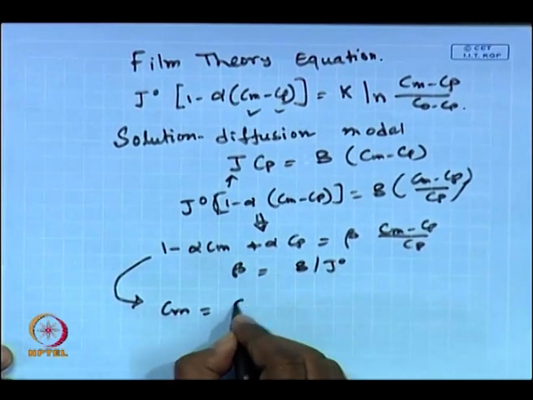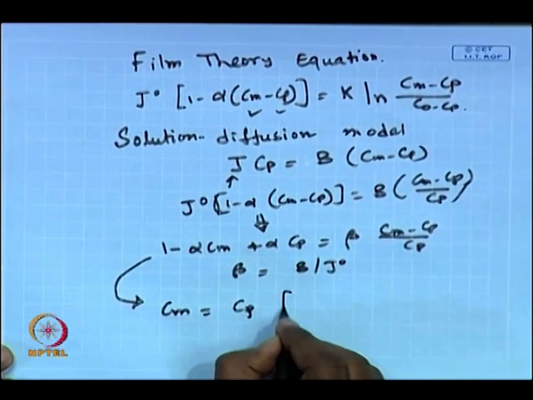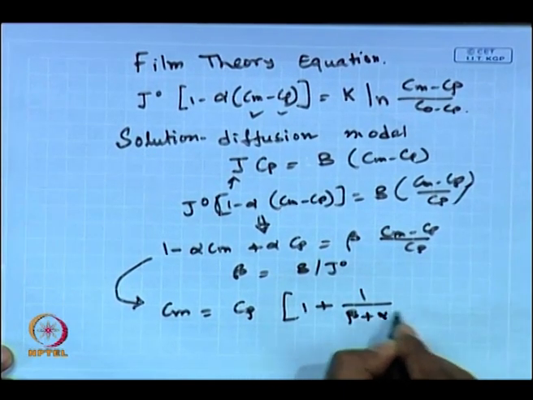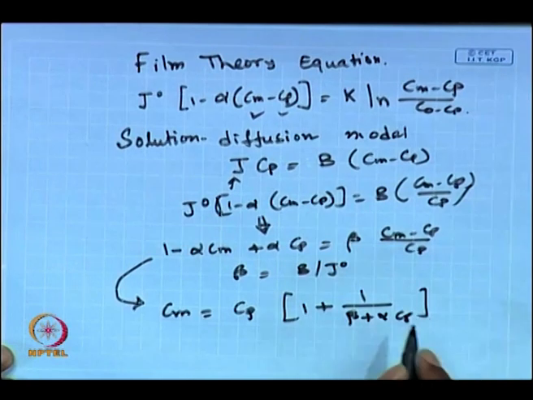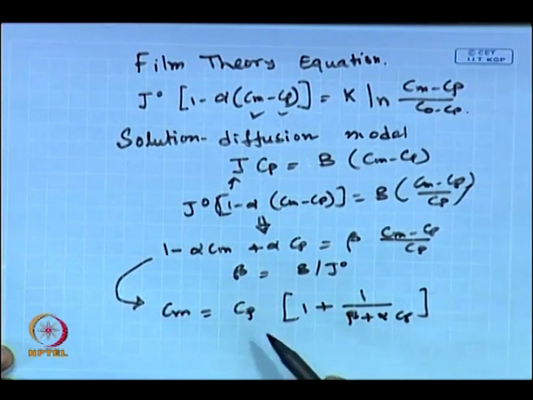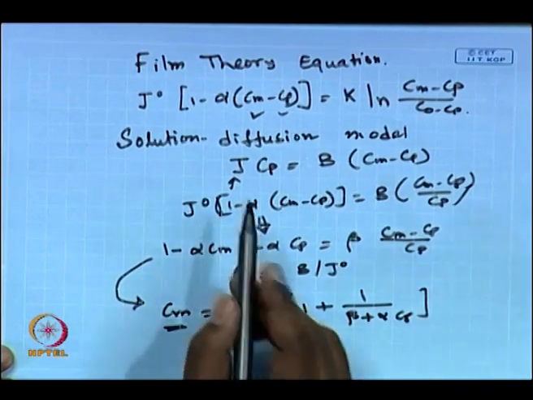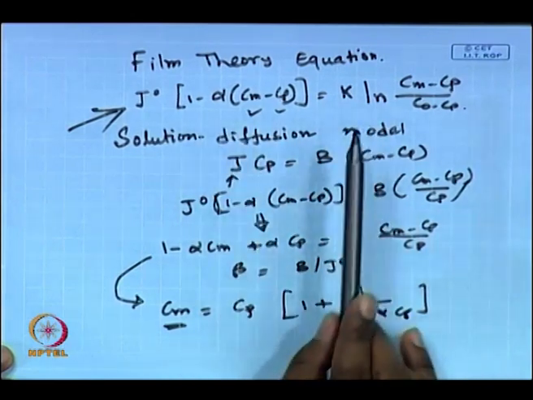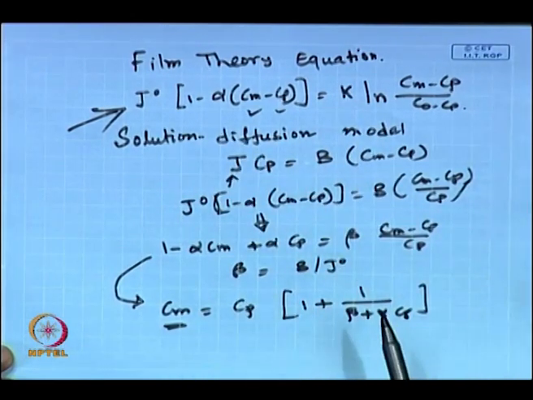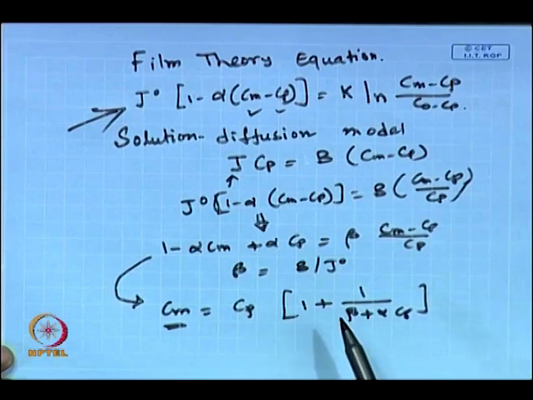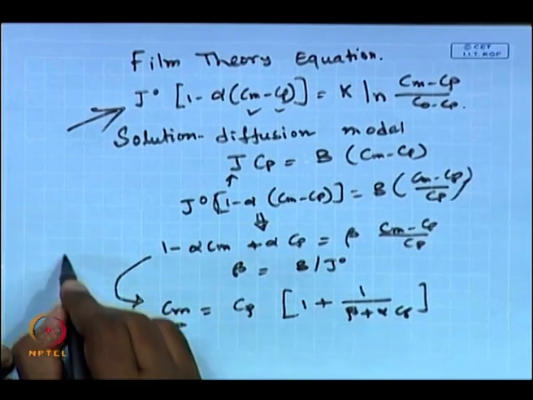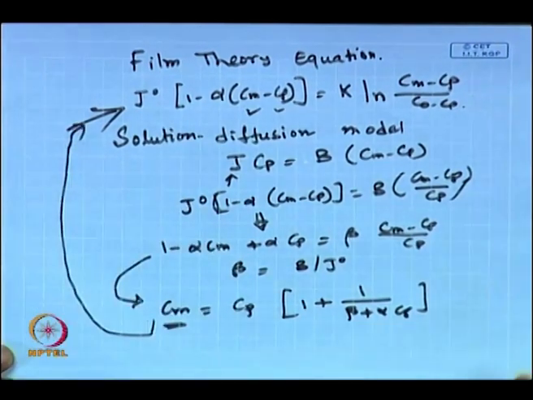So, one can get the expression of Cm out of it in favor of Cp. That will be very simple. Cm will be equal to Cp into 1 plus 1 by beta plus alpha Cp. In fact, you can derive all these relations on your own and confirm. Now you substitute Cm into the governing equations, the film theory equation and Darcy's law, and get a nonlinear algebraic equation in Cp only. Now, if you substitute the expression of Cm here, let us see what you get.